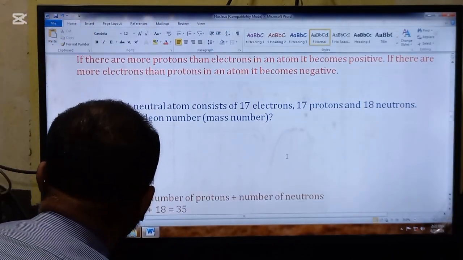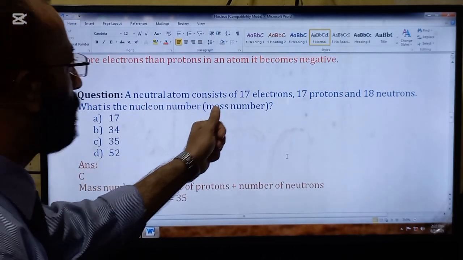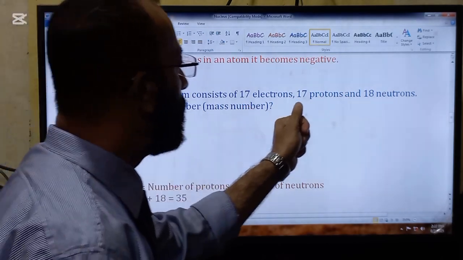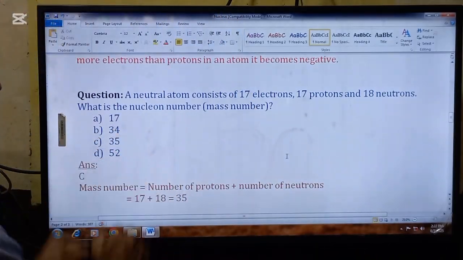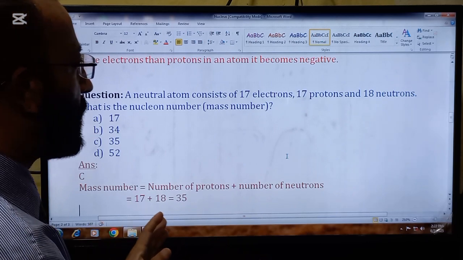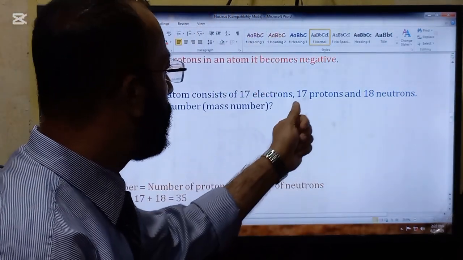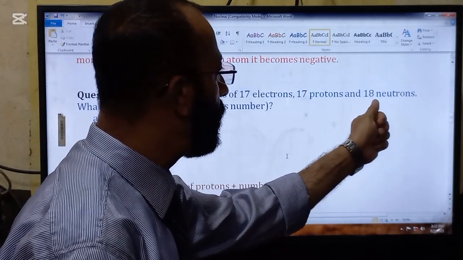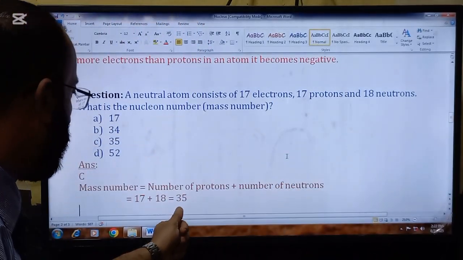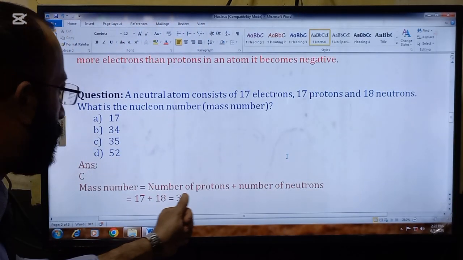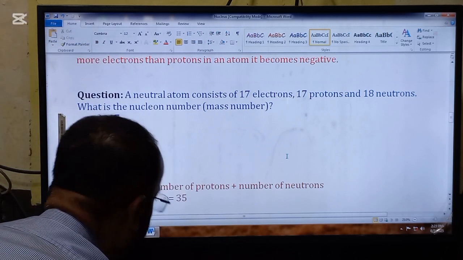Here is another question. A neutral atom consists of 17 electrons, 17 protons and 18 neutrons. What is the nucleon number? Nucleon number is actually the sum of the protons and neutrons. So look, there are 17 protons and 18 neutrons. So 17 plus 18 will be equal to 35. So look now, mass number is the number of protons plus the number of neutrons. So 17 plus 18 will be equal to 35.